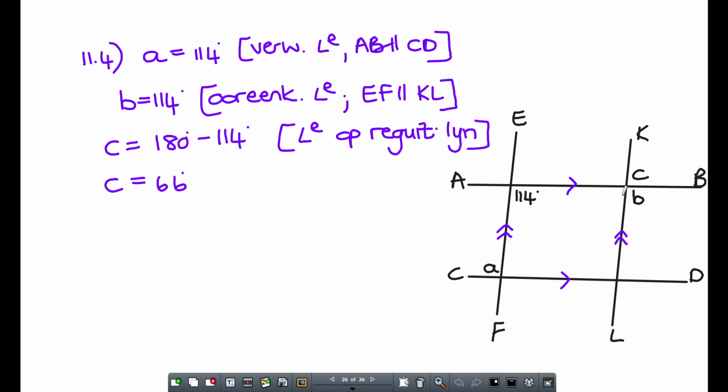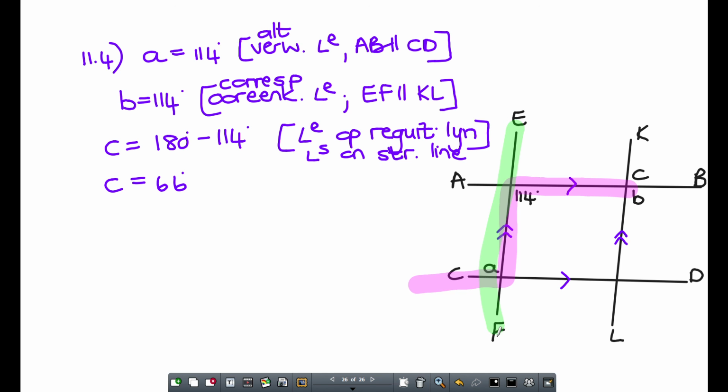To get A, wait, let me first write down the wordings for you guys. So this was alternate angles. This was corresponding. And this was angles on a straight line. Okay, so at A, I saw a Z, which means that A will be the same as 114, alternate angles because AB is parallel to CD. Remember to use the correct parallel lines. People, would it be correct if I used that and said because EF is parallel to KL? No, because I'm not using those green lines. The ones that I am using are AB and CD. So make sure you use the correct parallel sides.